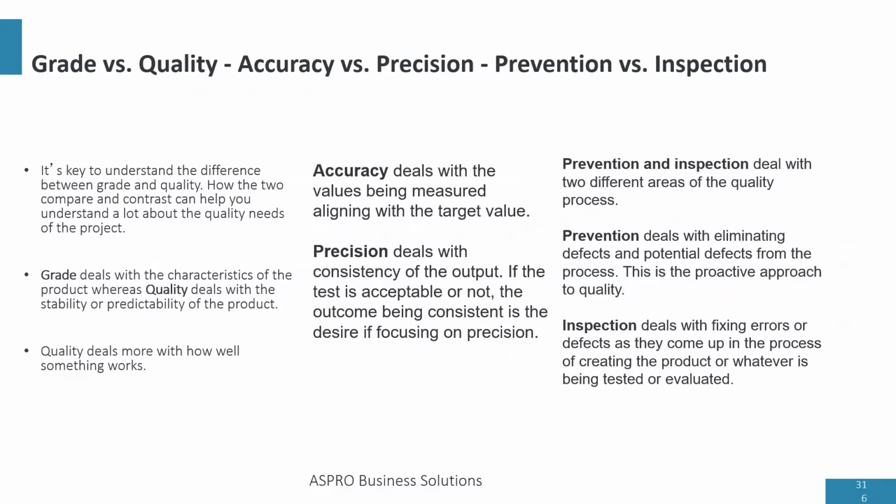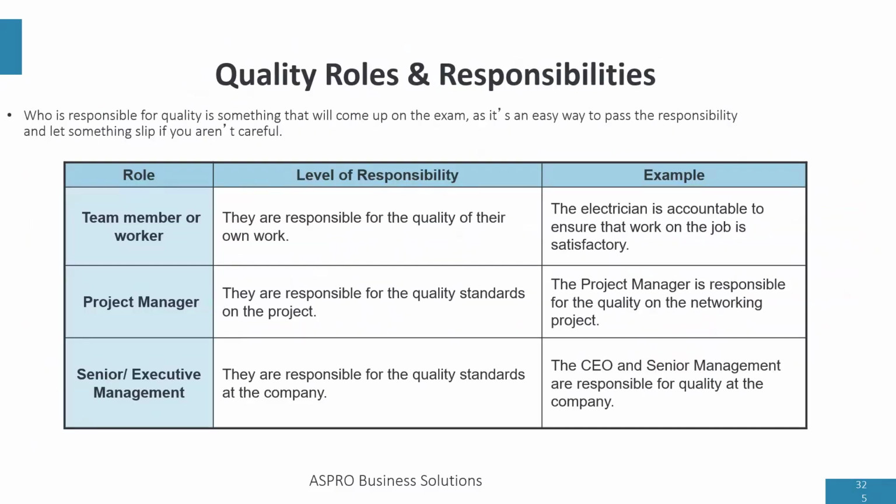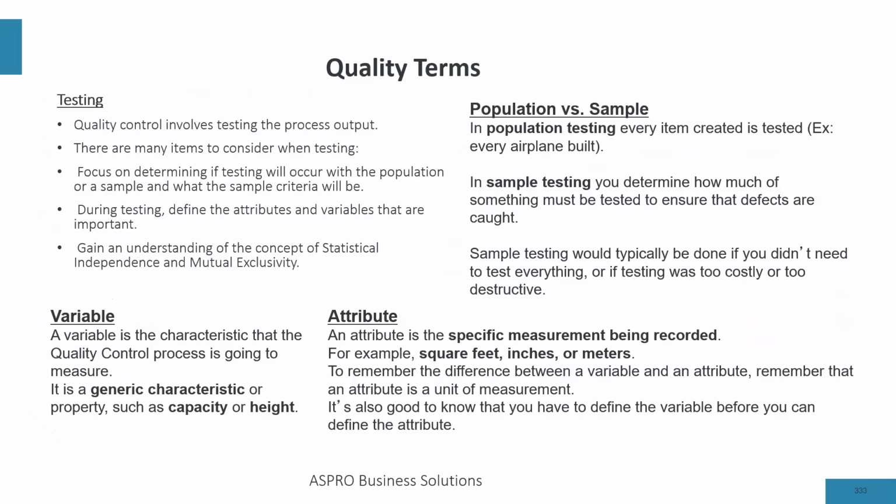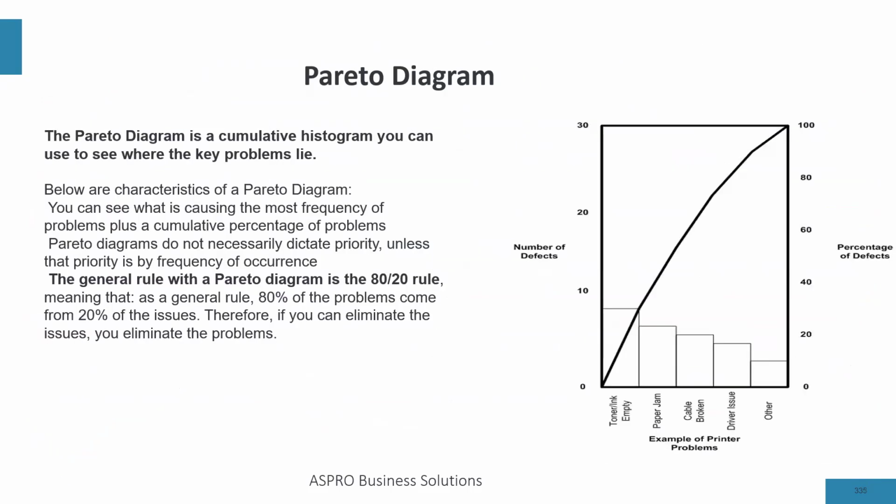So let's wrap up on this knowledge area and call it a day. And in wrapping up, we want to look at a few more tools. And let's talk about Pareto diagram. So Pareto diagram is a cumulative histogram. What does that mean? It's a histogram that uses Pareto principle. And what is Pareto principle? It's called the 80-20 rule.